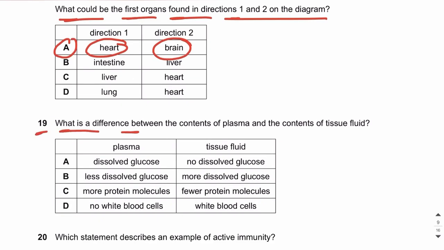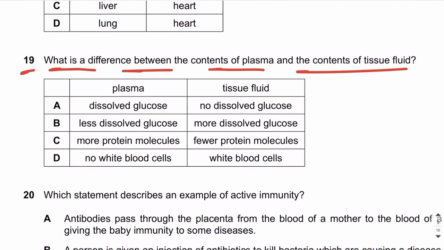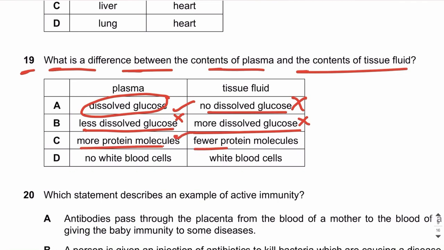What is the difference between the contents of the plasma and the contents of the tissue fluid? Okay, so plasma contains dissolved glucose. This is true. Tissue fluid contains no dissolved glucose. This is false. Guys, plasma and tissue fluid both contain the same concentration of glucose. Less dissolved glucose, more dissolved glucose, no. Same concentration of dissolved glucose. Plasma has more protein molecules. This is true. And tissue fluid has fewer protein molecules. This is true. Right? No white blood cells. Guys, plasma has white blood cells and tissue fluid also has white blood cells. So the answer is C.